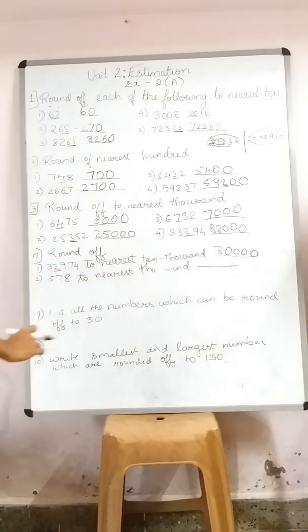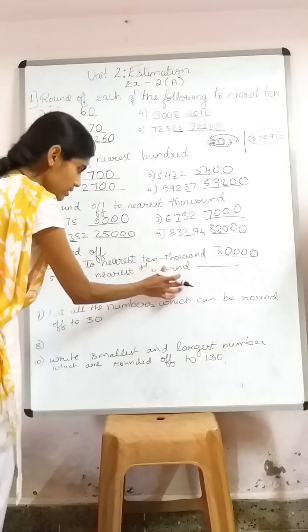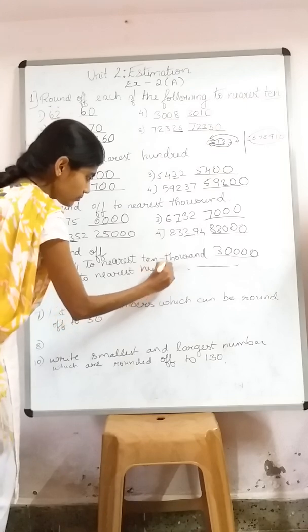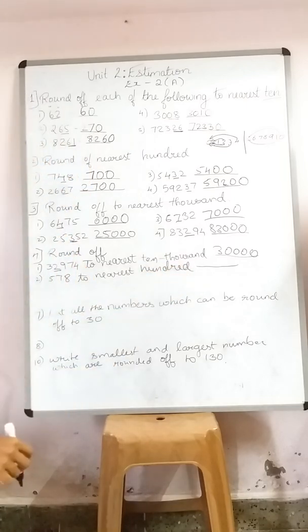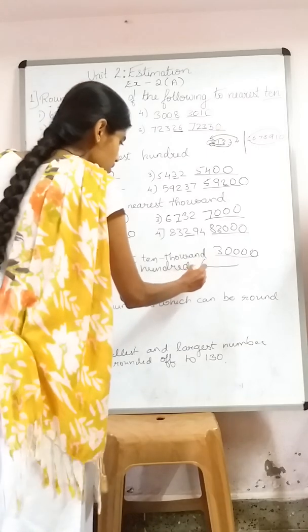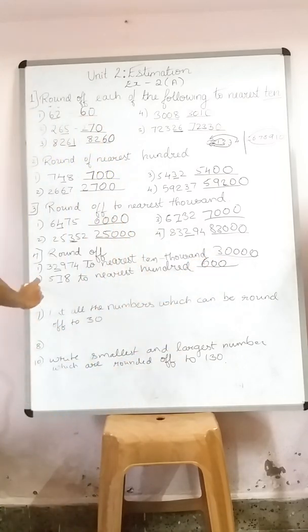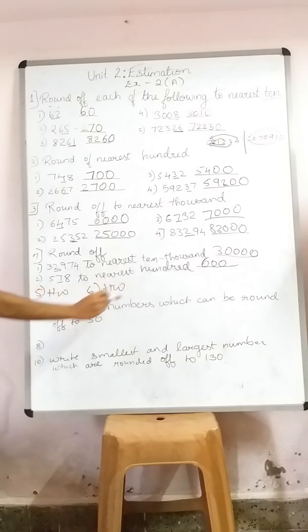Now 578 to the nearest 100, not 1000 children, it is nearest 100. Just write 100. Now, when rounding to the nearest 100, what should you do? Concentrate on the tens place. What will you see? The number is 7, more than 5. Add 1 here, that becomes 600. Understood? Other things are your homework. So now here, 5th and 6th, solve as your homework.